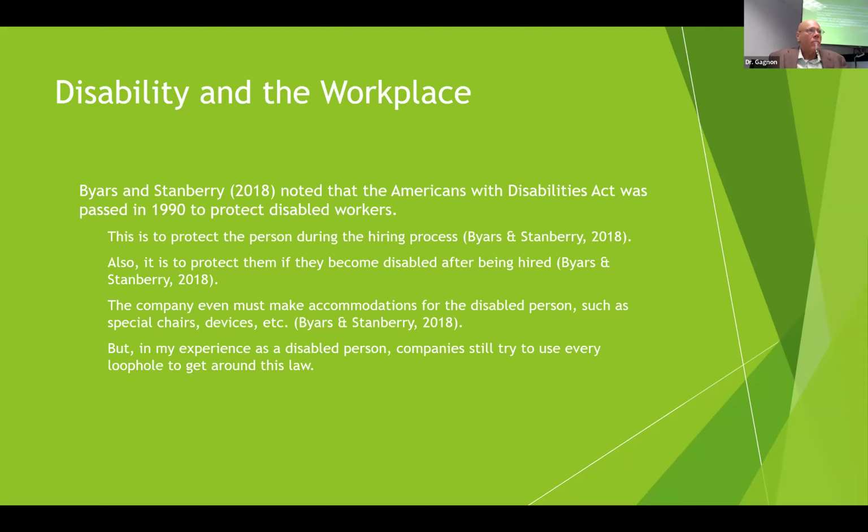Everything brought together. That right there is diversity and inclusion practice in an organization at the party level. The other one is at the functional level, a very personal, individual level. Here's a prayer room. Here's a chair. In my experience as a disabled individual, companies still try to use every loophole to get around that, though. And it's not just against disabled people, it's against Muslims, it's against everybody. They will find every loophole.